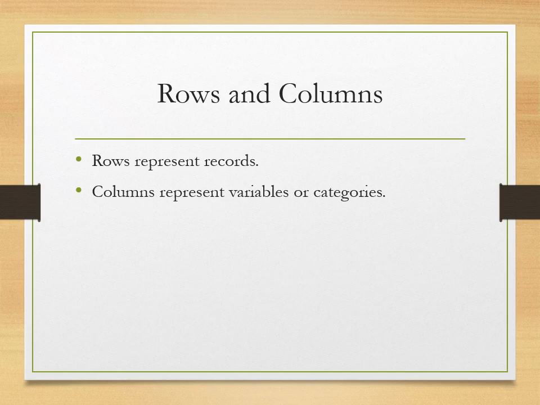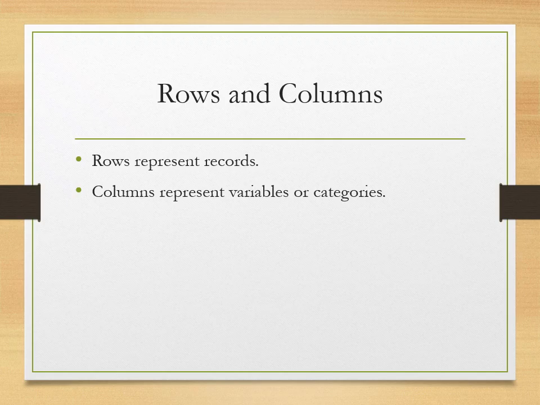Rows and columns. Normally in a database, rows represent records. And as for columns, columns represent variables or categories.